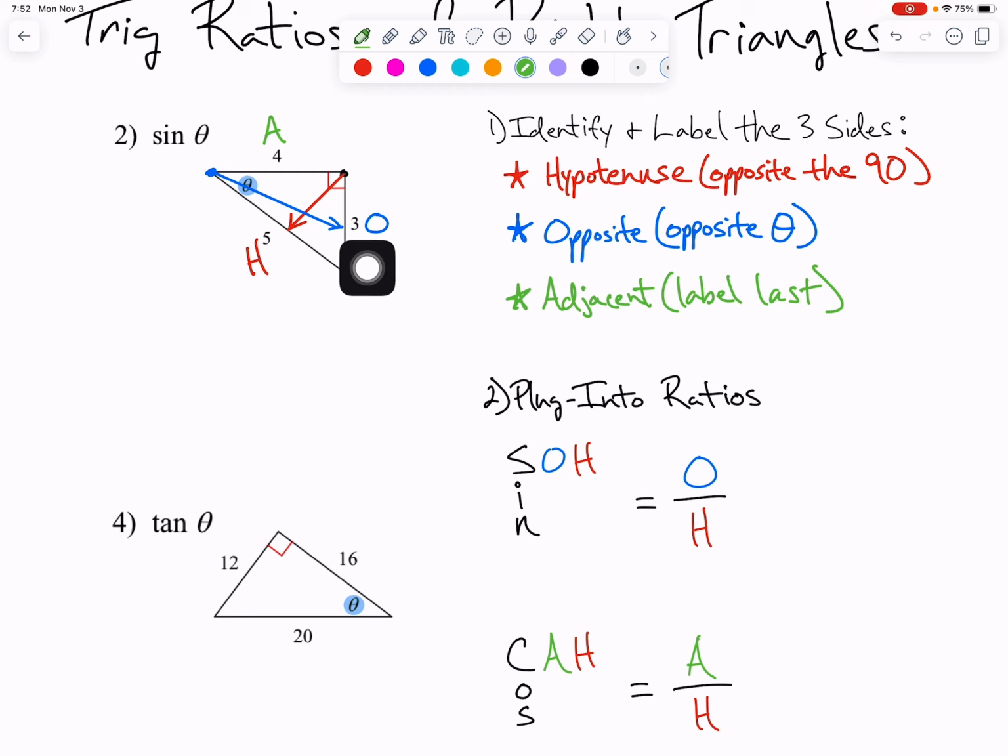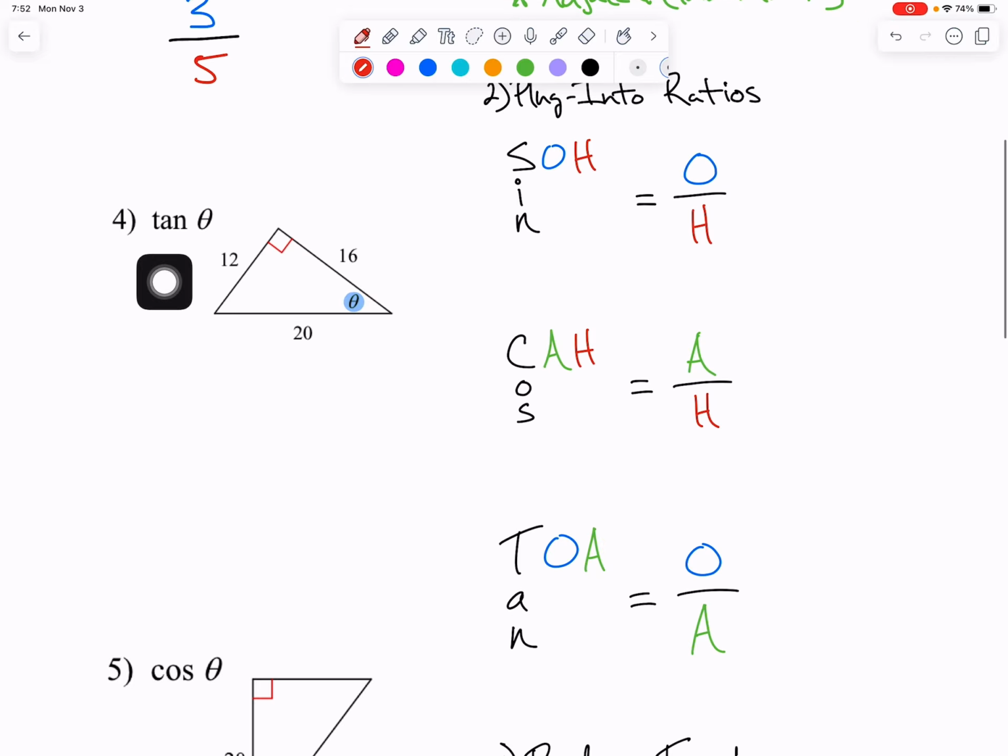Well, the opposite we already labeled as 3. And we're going, oh, look at that, I put in the O. And we are going to set that over our hypotenuse of 5. That's it. That's all we're doing for today, all right? Let's move on to the next one.